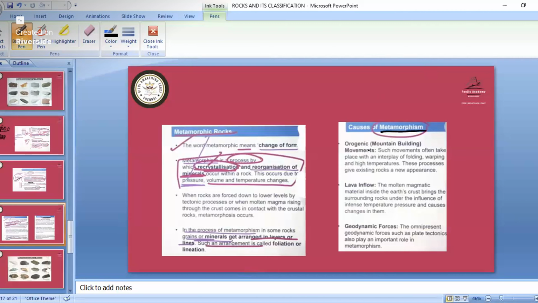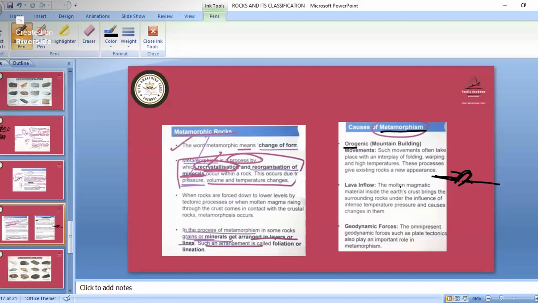What are the causes of metamorphic rock? Why is there metamorphism? Orogenic movements, that is mountain building. Such movements often take place with an interplay of folding, warping, and high temperature. Suppose two plates are converging on each other, so there will be fold. If there is fold, there will be some breakages inside the mountain, and some particles break down and fall somewhere. That is due to orogenic movements. Oro means mountain and genic means building, so orogenic movement is mountain building movement. That is also a cause of metamorphism.